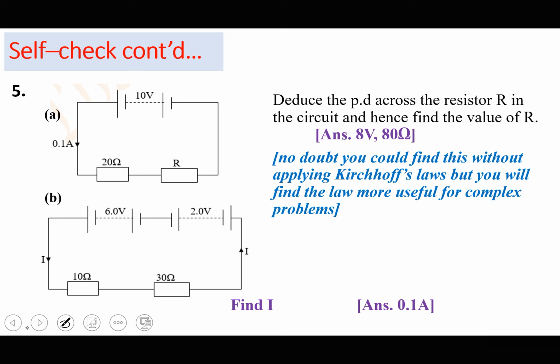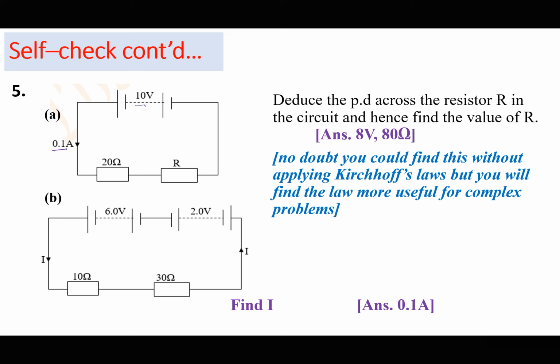Deduce the PD across the resistor R in the circuit and hence find the value of R. I think this is a very easy question because we have done several examples. Deduce the PD across the resistor R. We know the current, we know the EMF.